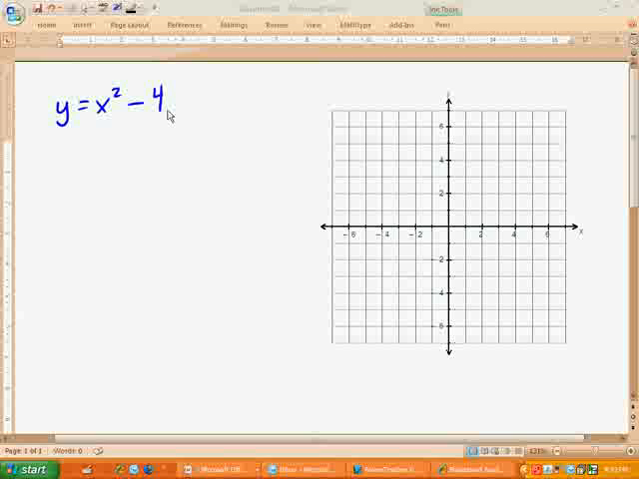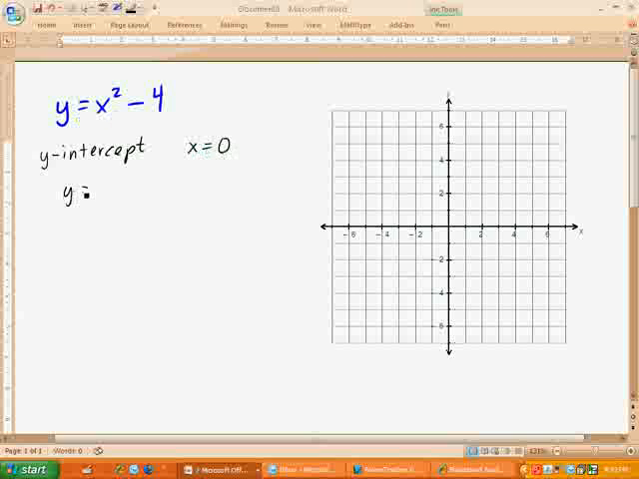The first thing that we're going to look for is, and we can actually get them in any order, but let's start with the y-intercept. Now you may remember from the very beginning of the year, we got the y-intercept by making x equal to 0. So let's put x equal to 0.